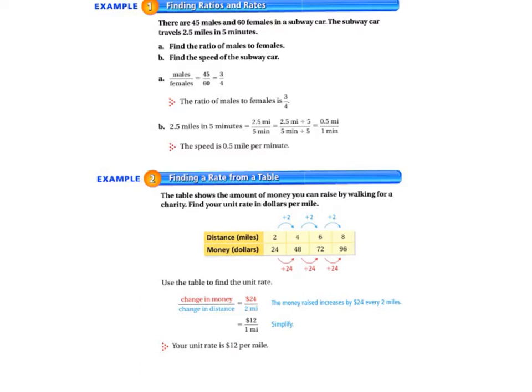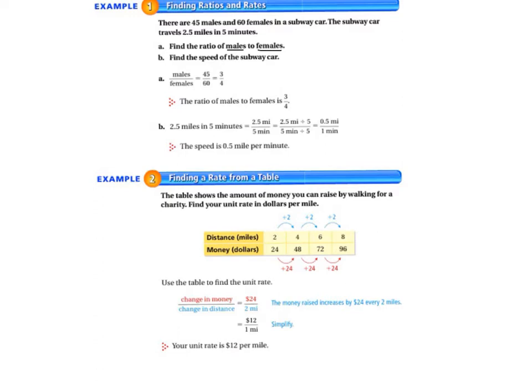Example 1, finding ratios and rates. There are 45 males and 60 females in a subway car. The subway car travels 2.5 miles in 5 minutes. Let's look at letter A. It asks us to find the ratio of males to females. And then letter B asks us to find the speed of the subway car.